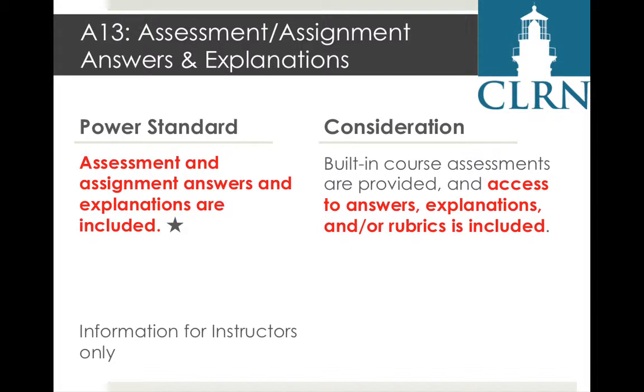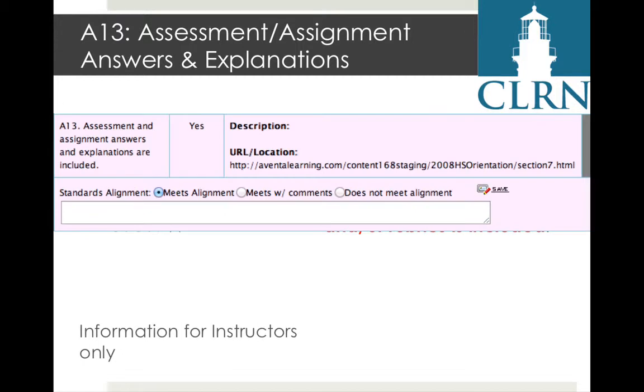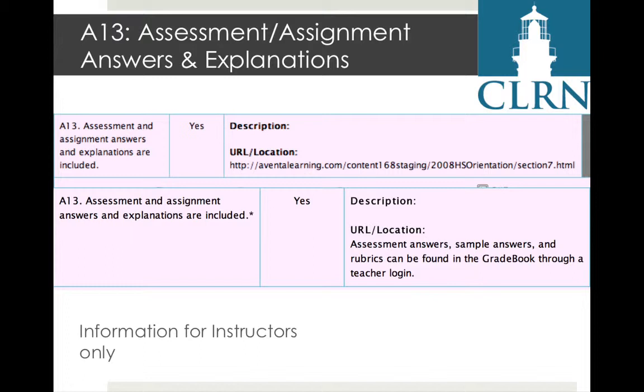Section A's final standard, A13, addresses whether teachers have access to assignment and assessment answers and explanations. This is not an expectation for students, although quality courses should also provide them to students. This power standard asks that assessment and assignment answers and explanations are included. The consideration essentially repeats this expectation. To assist you, publishers provide either a description or a location where we can find both the answers and explanations.